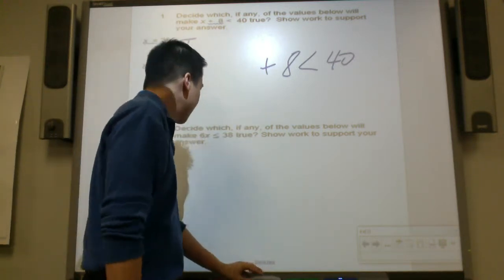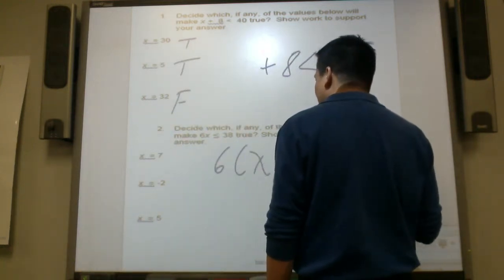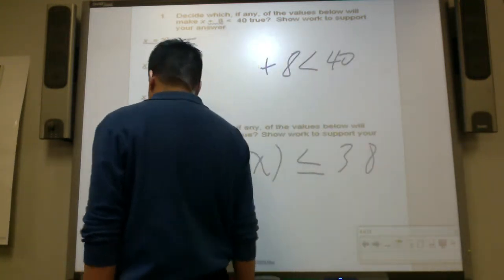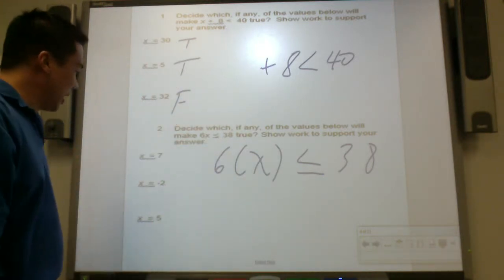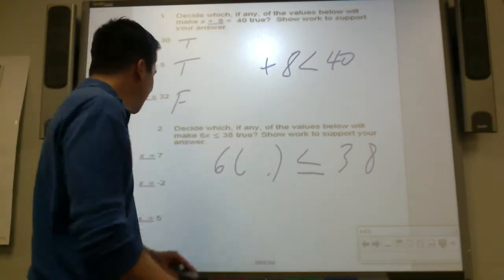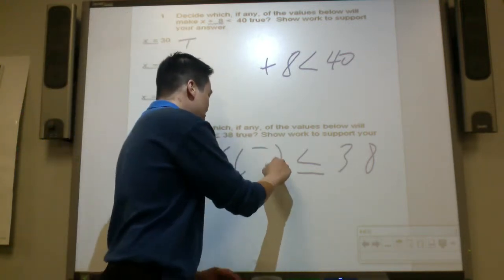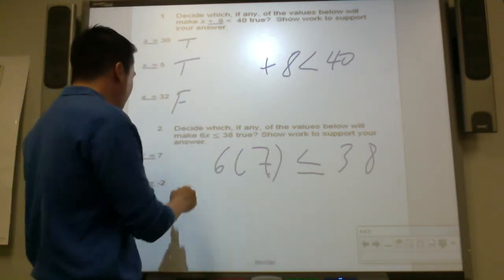So, next one. 6 groups of x is less than or equal to 38. So if I replace the x with one of these numbers, 7, -2, or 5, will the statement be true or false? What is 6 groups of 7? Is 6 groups of 7, which is 42, less than 38? False.